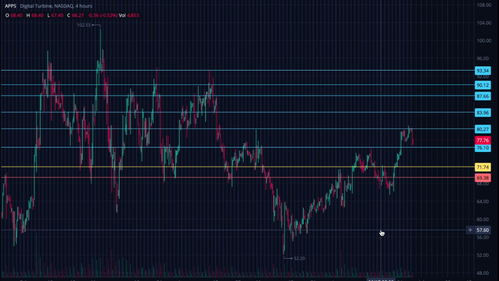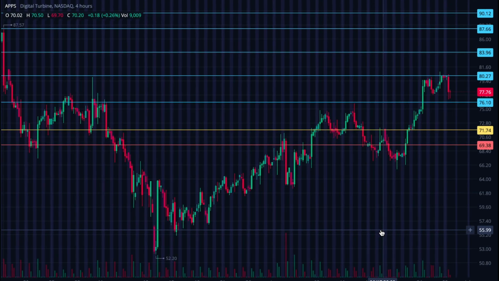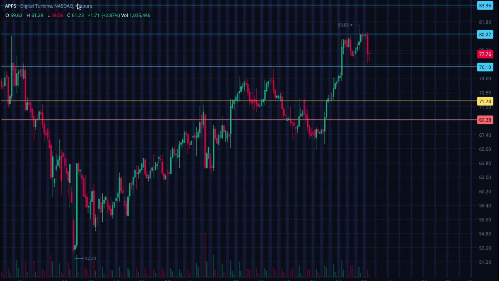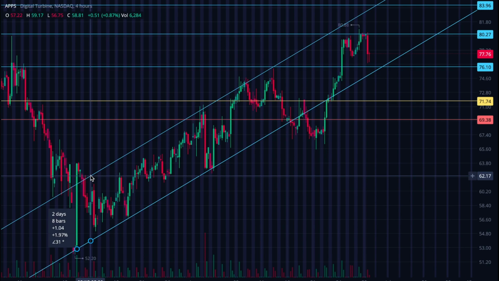I did want to zoom in a little bit because there is potentially what I would call a rechannel type of play that's maybe surfacing here.